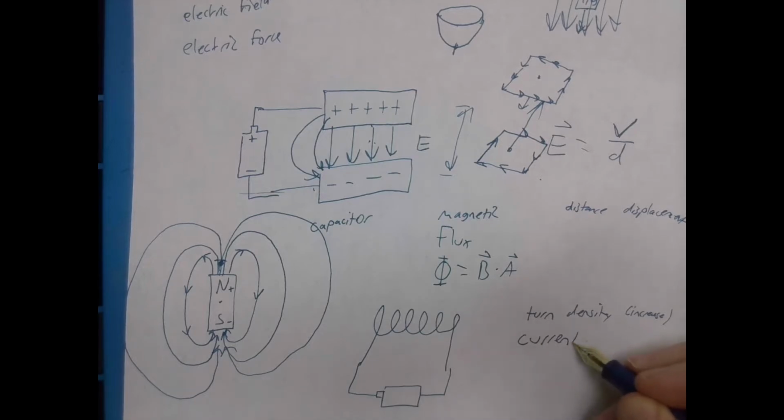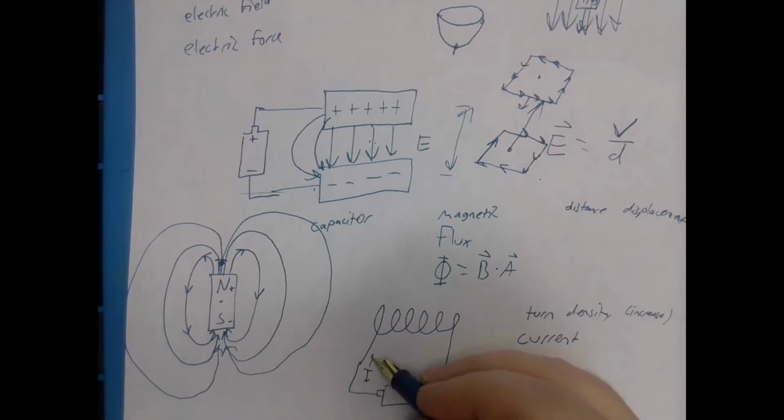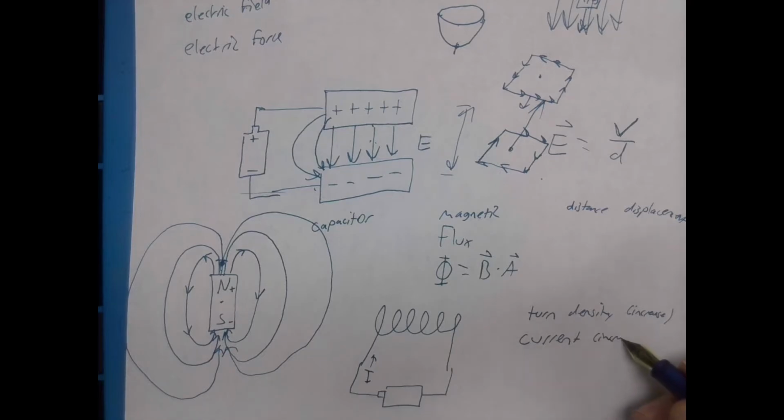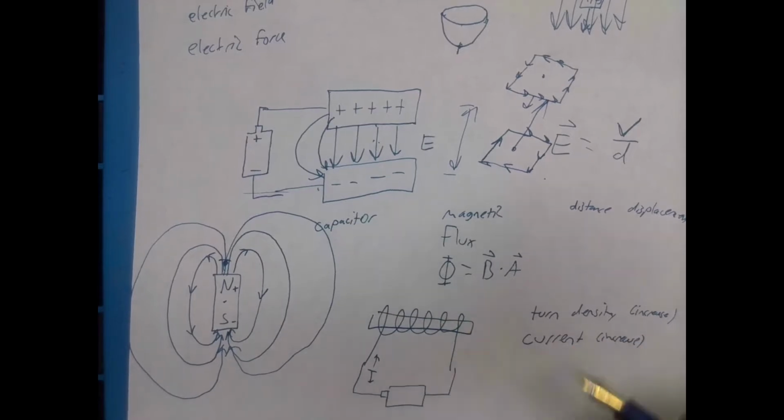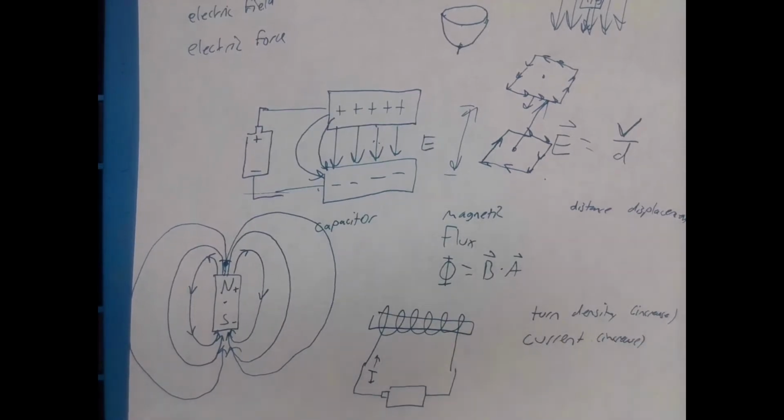Current. How much current is going out of the battery? And the core. What core you used? What type of... let me look up... permeability.